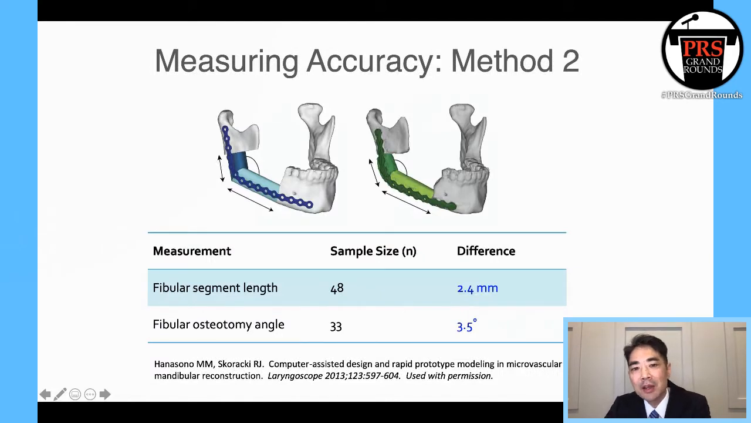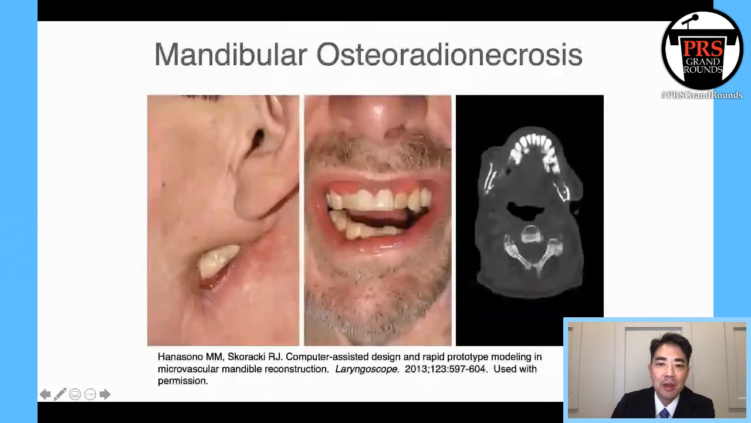Another way of measuring accuracy was to see how close our completed reconstruction came to the idealized computer plan. And we found on average in our early case series that we were within 2.4 millimeters and about 3.5 degrees of accuracy. And I would argue that we are way more accurate nowadays, partially because of improvements in cutting guides, but also because of custom-made hardware that's now available, which was the next step in improvement.